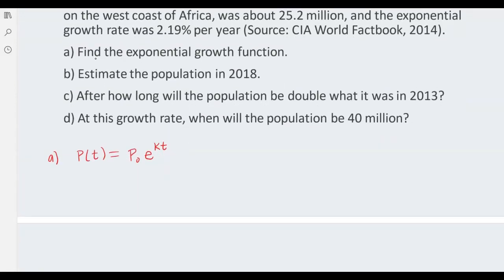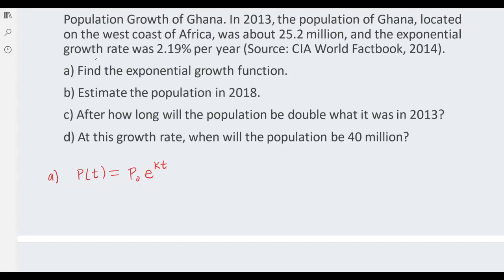What have we been given? We know that the original starting population for this is going to be 25.2. We know that the growth is 2.19%, and we change that to a decimal number. So we move the decimal point over 2 places. So that would be 0.0219, and then t is a time that we would plug in.